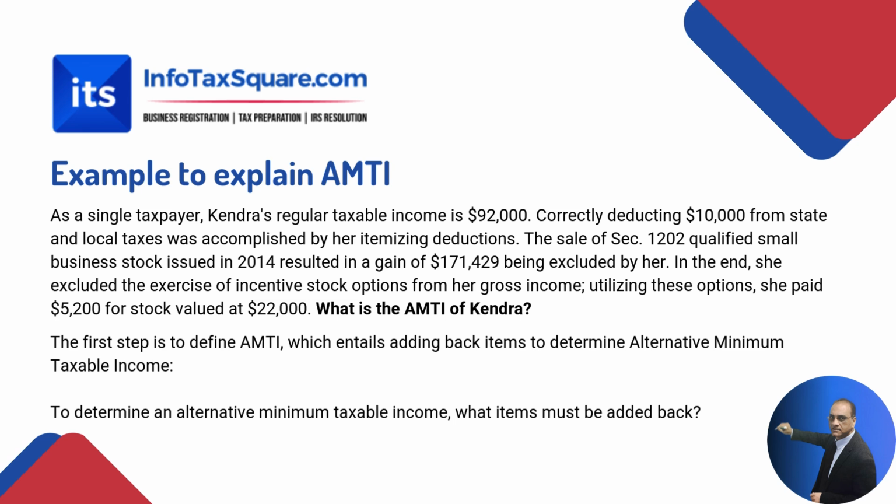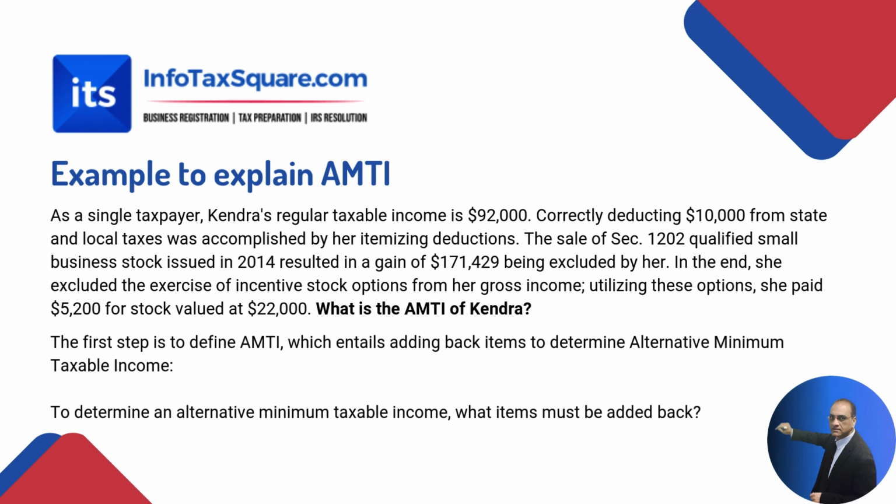In the end, she excluded the exercise of an incentive stock option from her gross income. Using this option, she paid $5,200 for stock valued at $22,000. What is the AMTI, or the alternative minimum taxable income, of Candra? So we have to see what items she has to include: what she took for the itemized deduction, the exclusion of the 1202 gain, and the exclusion for the bargain element on the ISO exercise.